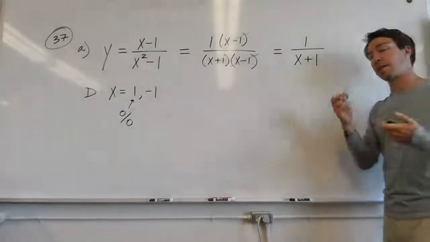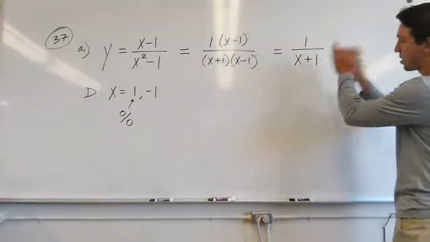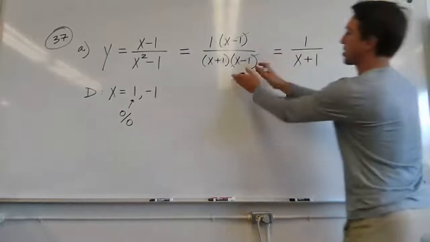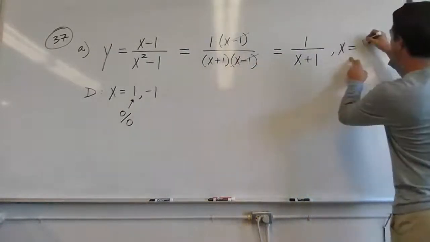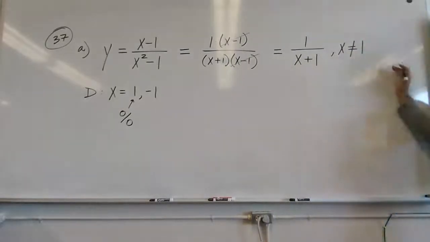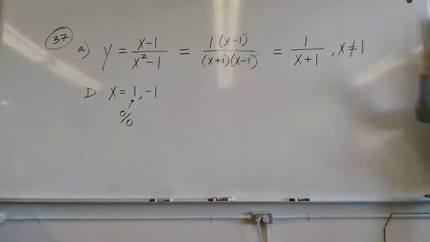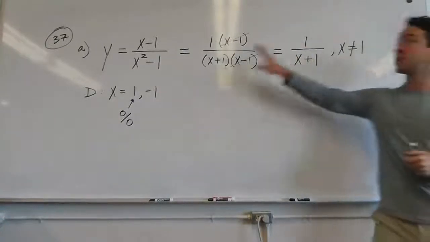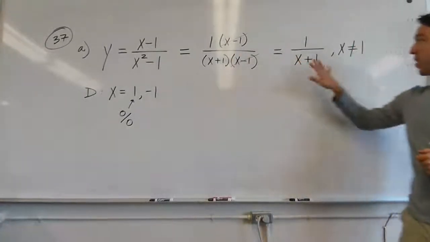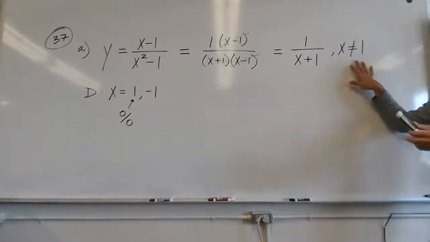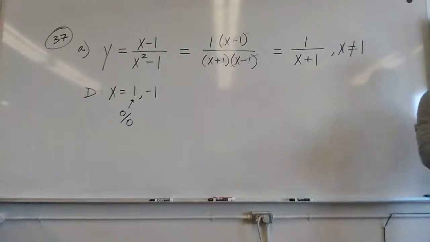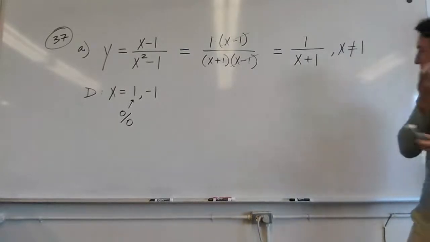So I got to fix that. I got to make it so that this guy is the same as this guy. So I have to add in this condition, this domain restriction as we call it, that says x can't be 1. Now they are the same. This fraction is equivalent to this fraction if you include this extra condition. How are we feeling so far? Does this make sense? Okay.